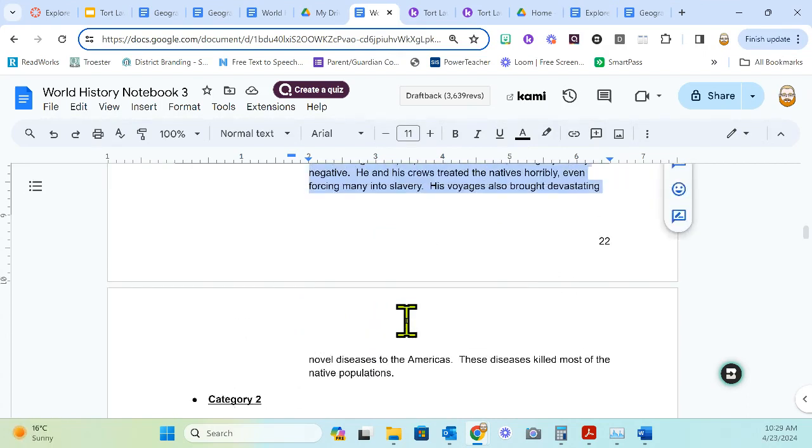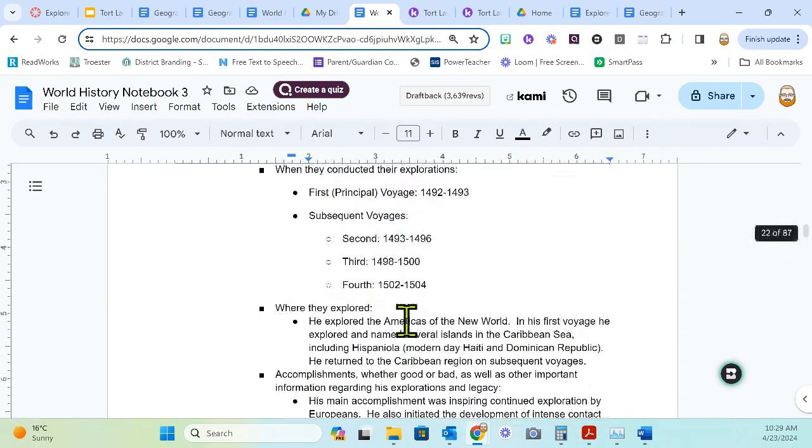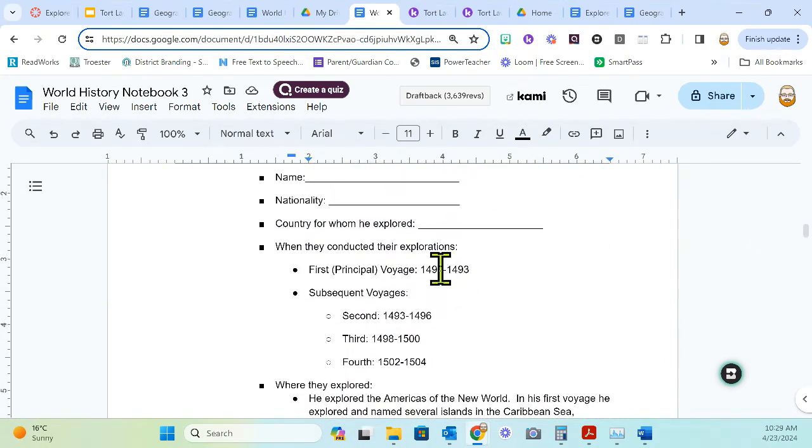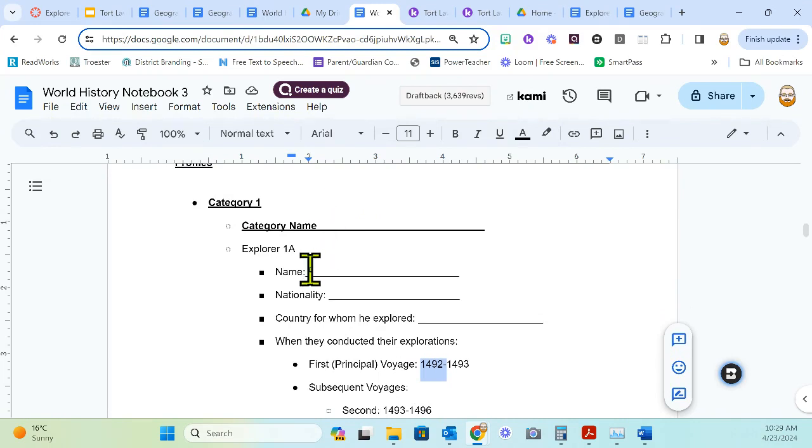Anybody know who we're talking about? Yeah, Columbus. Now, in this case, some of you probably had it at 1492, because maybe at some point in your life, someone made you memorize "In 1492, Columbus sailed the ocean blue," and that was all you needed. Okay, so for name, Christopher Columbus.